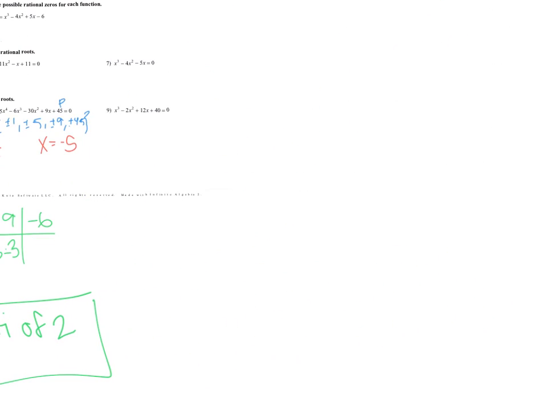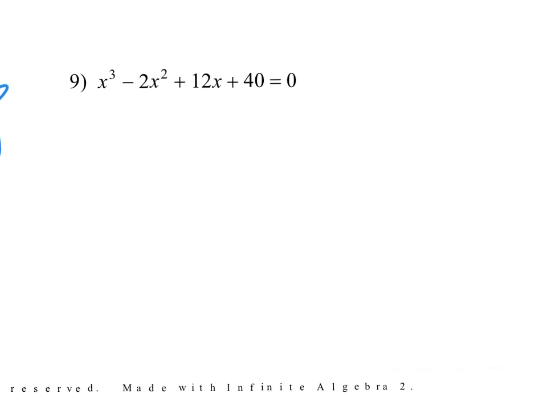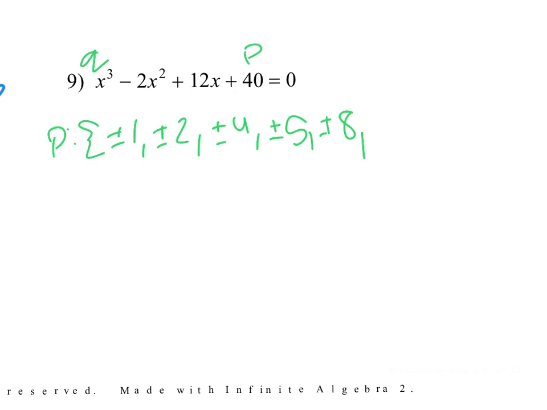Okay, so last but not least, number 9. So we have x cubed minus 2x squared plus 12x plus 40. This one we can't factor by grouping, so we have to divide. So we want p over q. So p is going to be plus or minus 1, plus or minus 2, plus or minus 4, 5, 8, and then we finish it off with 10, that was 20, and then that was 40. So those are all the factors of 40. And it's over q, which is just 1, so they're all the same.